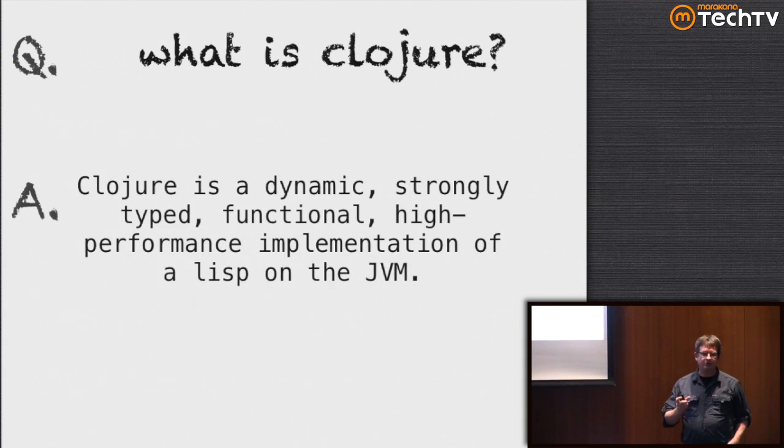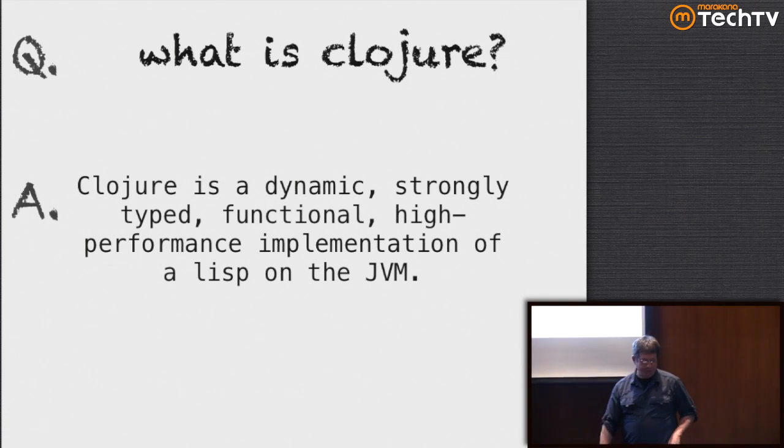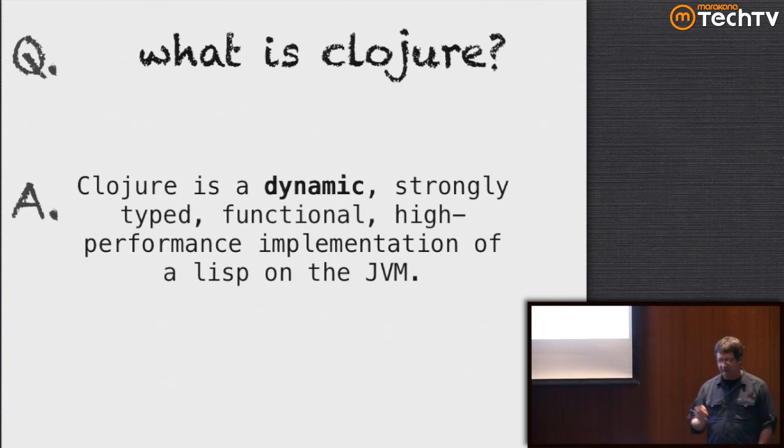So why should you choose one like Clojure versus all the other ones? Well, that's what I'm going to attempt to answer during this talk. So here's the one-line elevator pitch for Clojure. Clojure is a dynamic, strongly typed, functional, high-performance implementation of a Lisp in the JVM. So let's talk about a few of those characteristics.